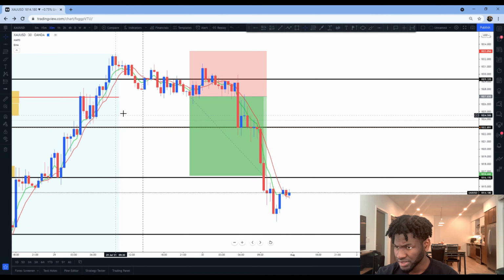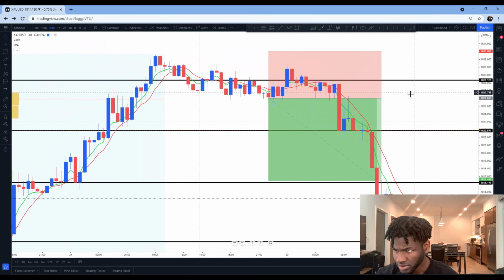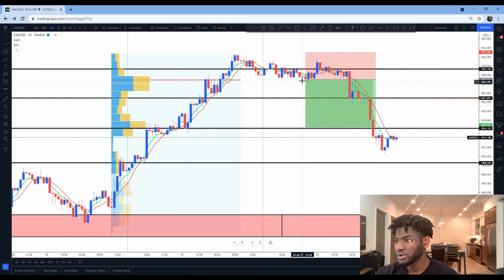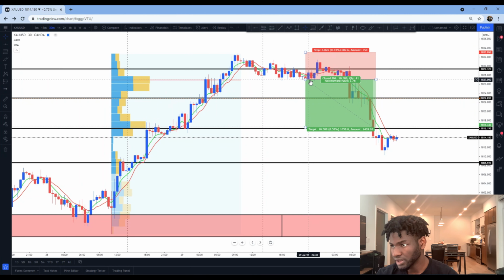After this candle right here, I don't know if it's a doji, I took the sell when price opened with the next candle right here. I took the sell right here, and I was in profit for a short amount of time, and then price went in the other direction.